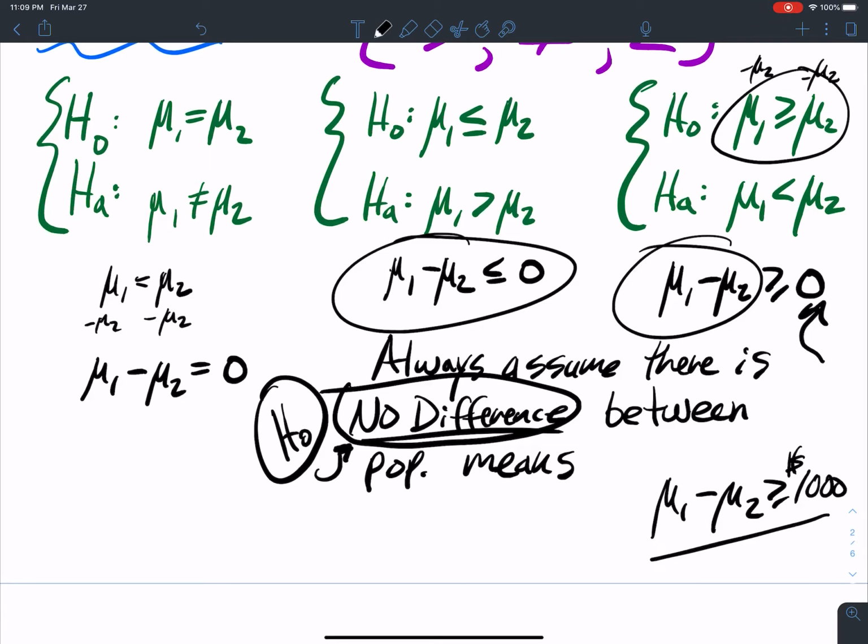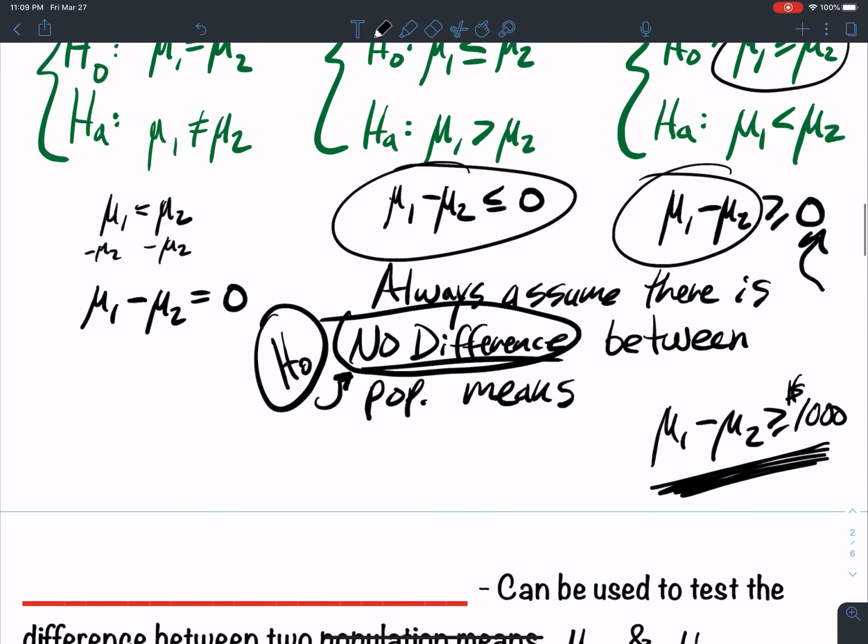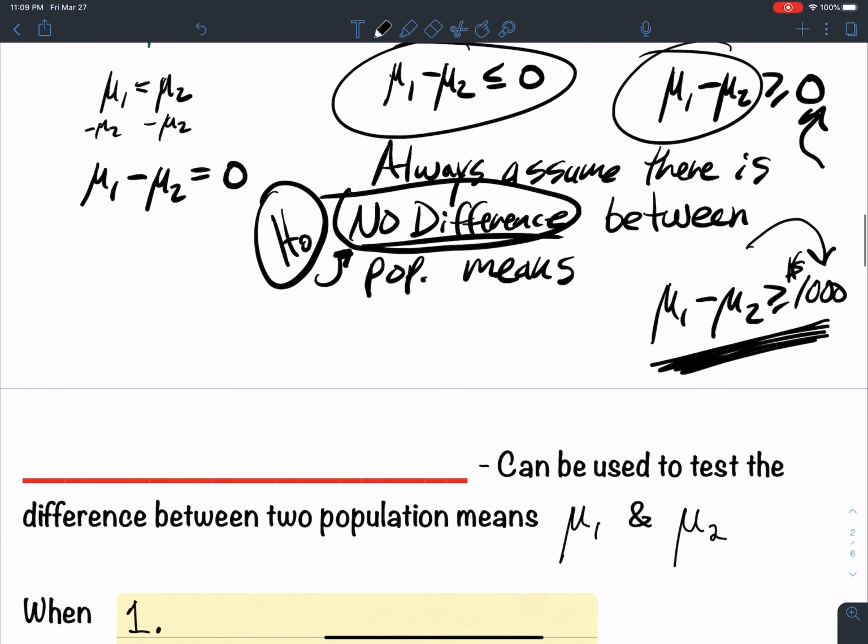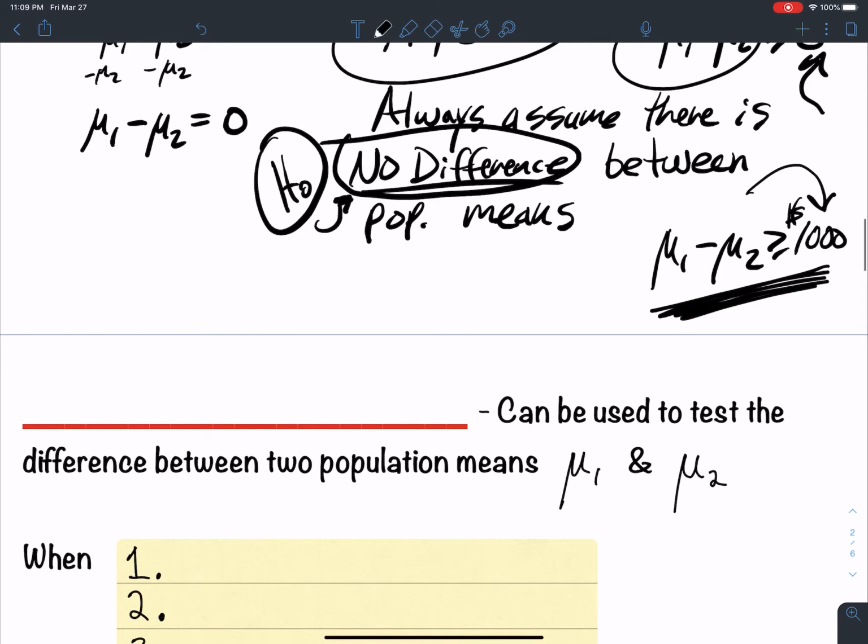This type of problem would be the next level in statistics, all right? So we're not going to do that type of problem in this class. It's really not that much harder. You're just basically adding in a number here, okay? But we're not going to get into that. So let's talk about how to run the test.